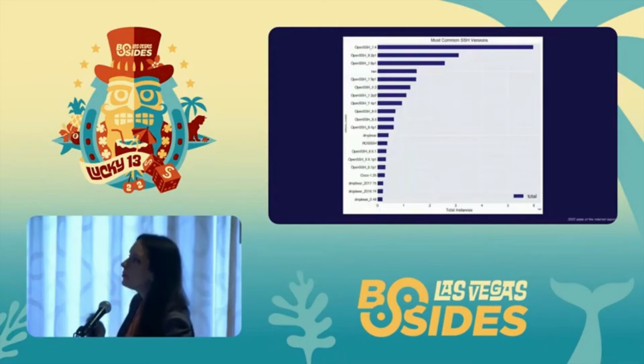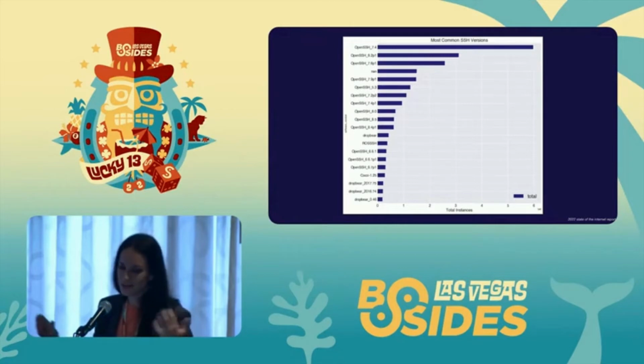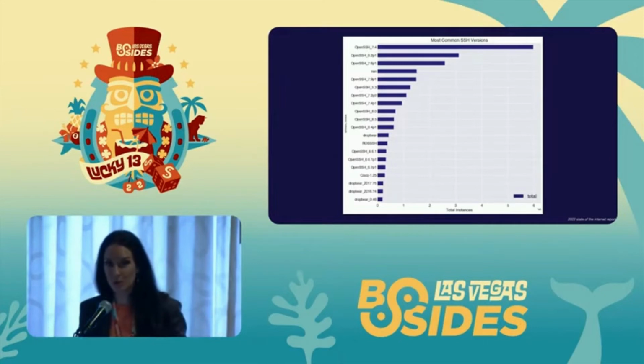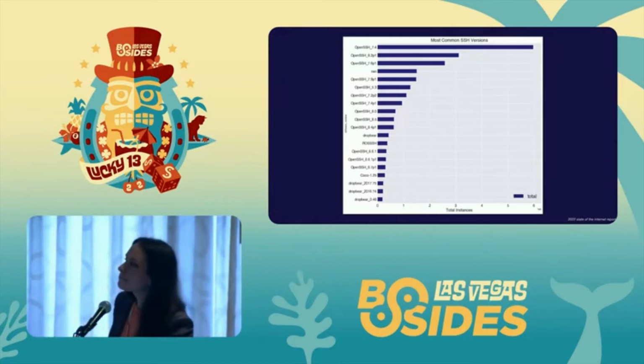But for now, we'll look at the most common SSH versions. Again, trusty bar plot, who doesn't love them? I'll point out that this graph is also log scaled. But you can see OpenSSH is really popular. This is probably not surprising to most folks in the room. And I think the good news is that these are mostly newer versions, right?